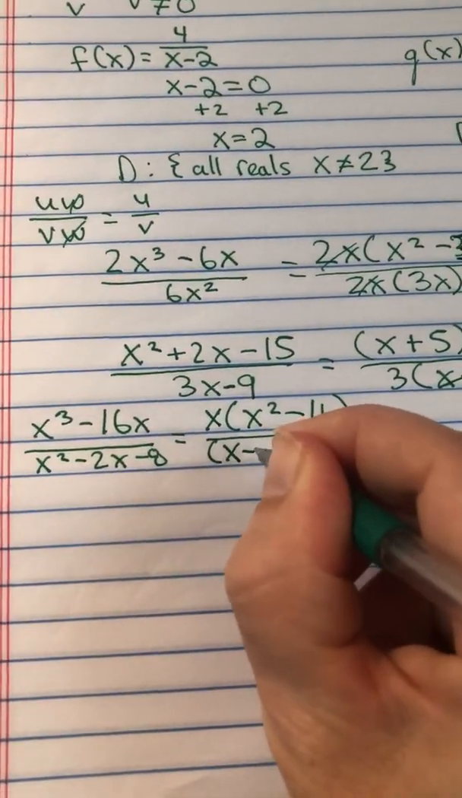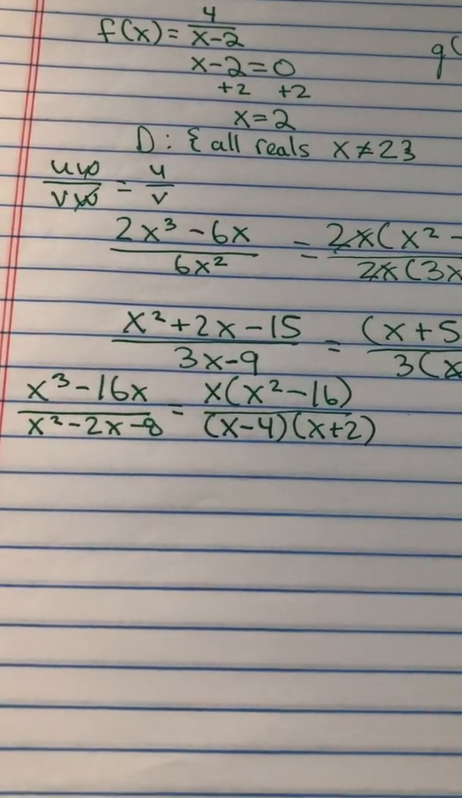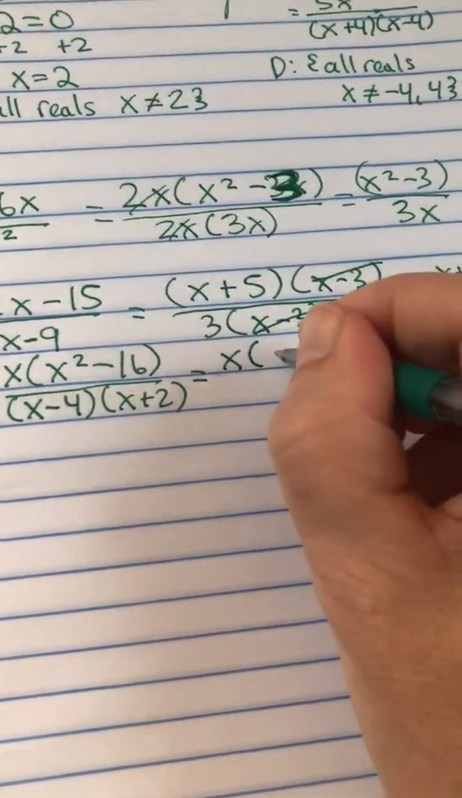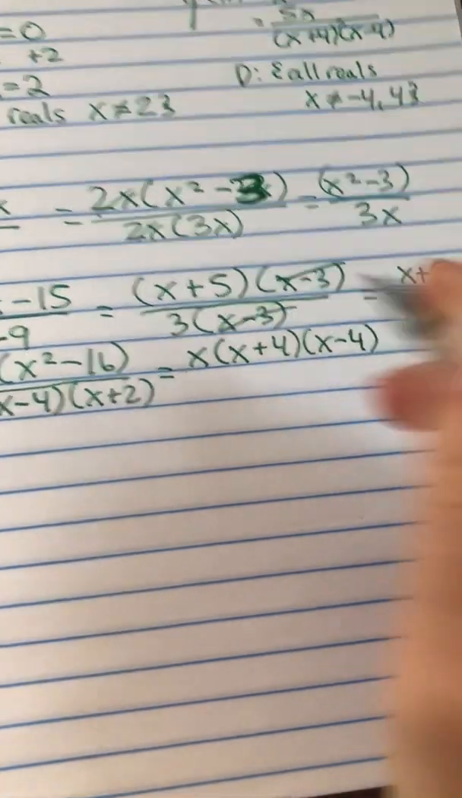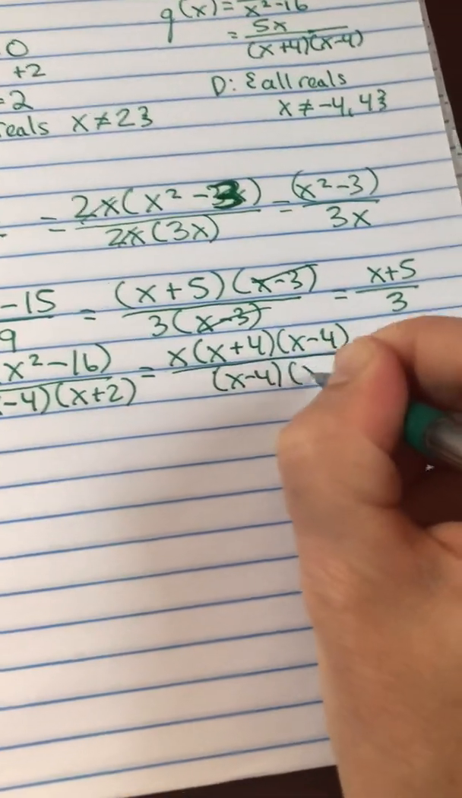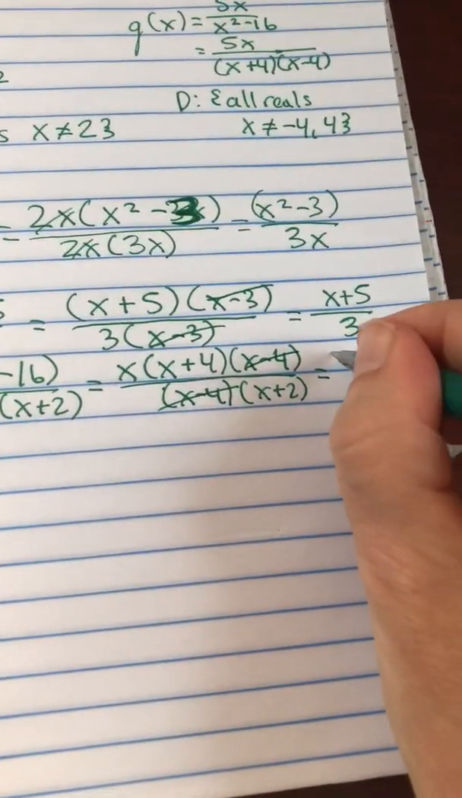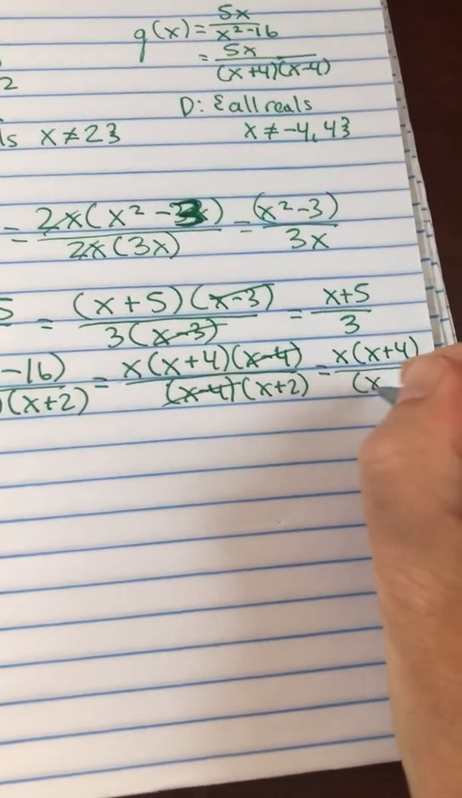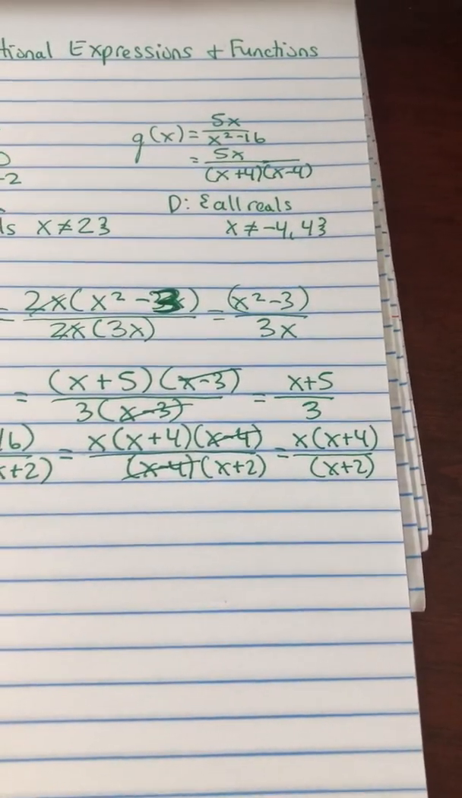And you'll get x minus 4 this time, and x plus 2 to give us that negative 2x in the middle. You're still going to factor the top because of the difference of two squares: x plus 4, x minus 4. And on the bottom we had x minus 4 and x plus 2. So you can cross out the x minus 4, and you're left with x times x plus 4 over x plus 2.